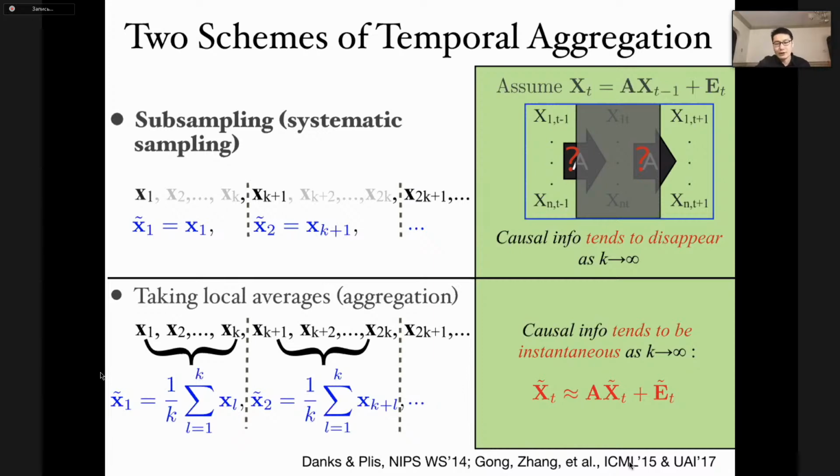And if you want to make use of the method, or if you want to go further in this line of research, you can have a look at those papers.